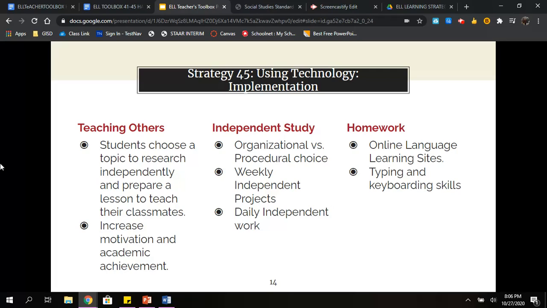Homework is another great way to use technology and implement it in your English language learning classroom. It's important that we are focusing also on typing and keyboarding skills and providing opportunities for students to explore online language learning sites and setting realistic expectations for doing so.